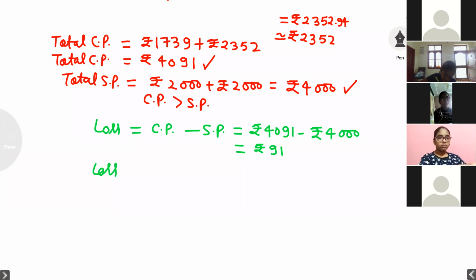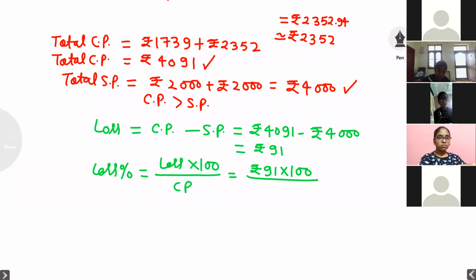Now I want to find out the loss percentage. Loss percentage is equal to loss into 100 by CP. Loss is 91 rupees into 100 divided by CP. What is CP here? Here students are making mistakes. What mistake are they making? They are taking one CP value. No, it is total CP. I am talking about total CP here: 4091 rupees.